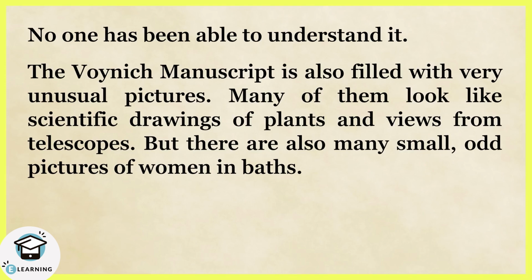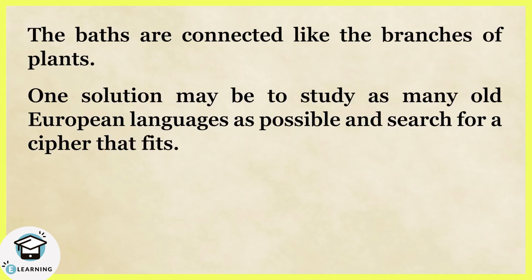The Voynich manuscript is also filled with very unusual pictures. Many of them look like scientific drawings of plants and views from telescopes. But there are also many small, odd pictures of women in baths. The baths are connected like the branches of plants. One solution may be to study as many old European languages as possible and search for a cipher that fits.